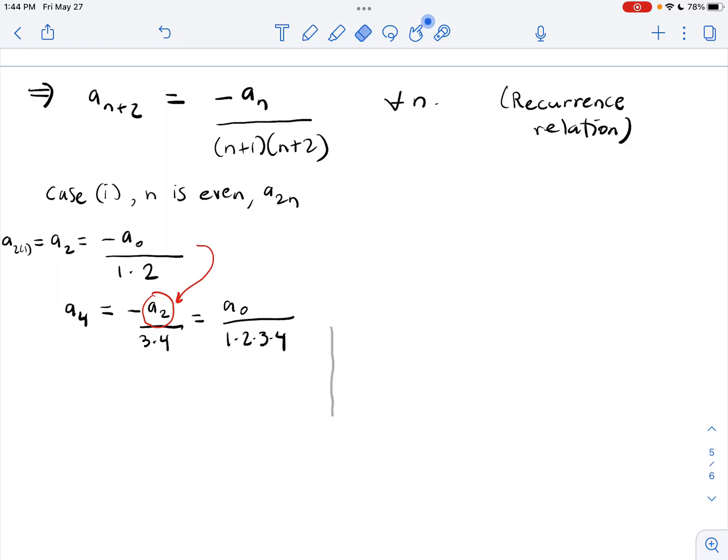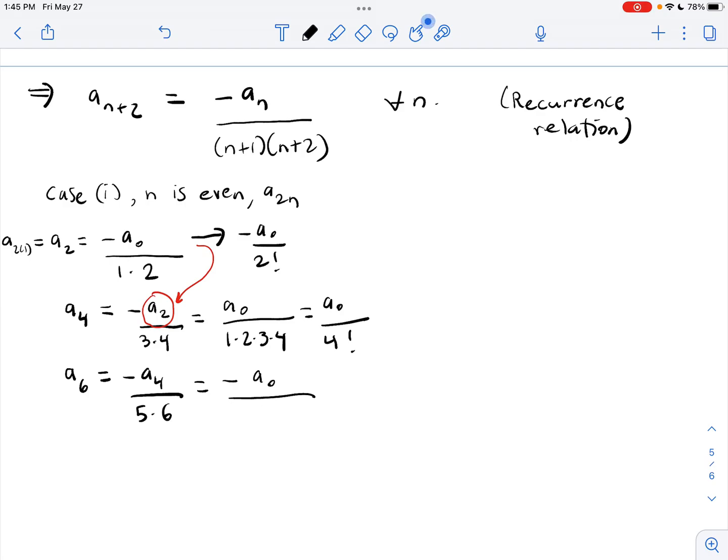I'm hoping that we're starting to see a pattern here, right? This is really equal to negative a naught divided by 2 factorial. This is equal to a naught divided by 4 factorial. And if we do it one more time just to make sure, this is going to equal negative a4 over 5 times 6, which is the same as negative a naught over 5 times 6 times 4 factorial, which is really negative a naught over 6 factorial.